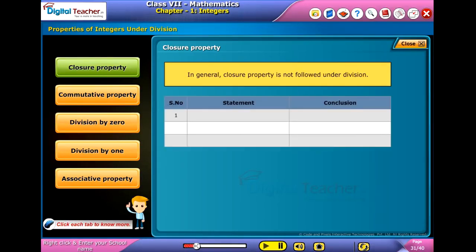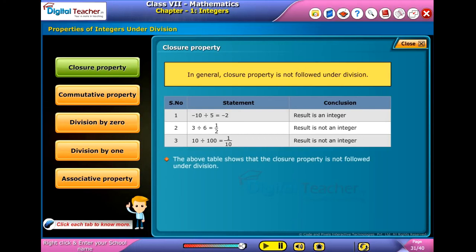In the first statement, minus 10 by 5 is equal to minus 2. It concludes that it is an integer. In the second statement, when 3 is divided by 6, the obtained result is 1 by 2, which is not an integer. Similarly, the last statement is not an integer. The above table shows that the closure property is not followed under division.